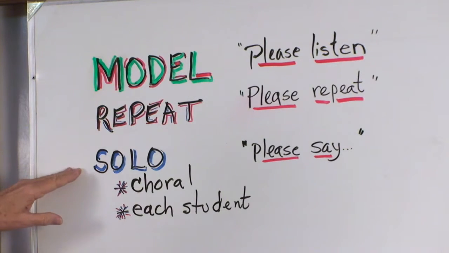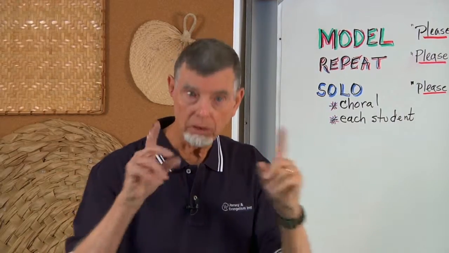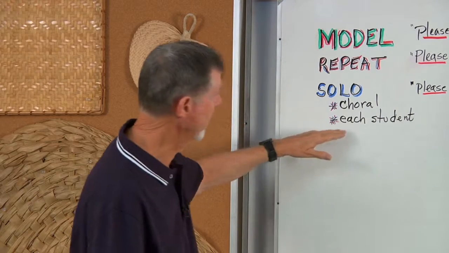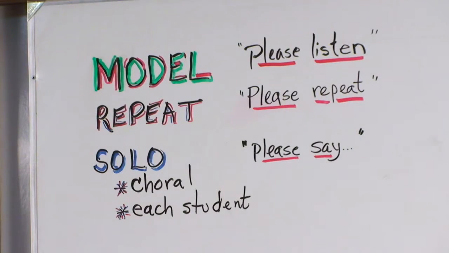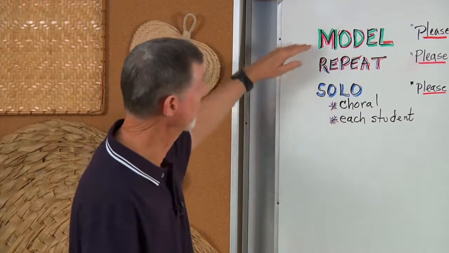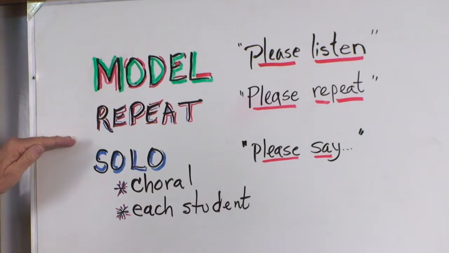Now, when you solo, you will do it maybe first chorally. Your whole class will repeat simultaneously. But don't leave it at that. Go to each student, and have each student be able to say what you want them to say in the sentence. Okay, this is really important, and I want to remind you, model, repeat, solo as the main strategy for teaching any of the parts of our lesson. All right?